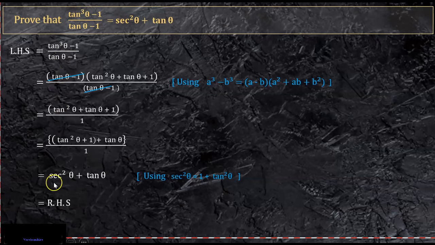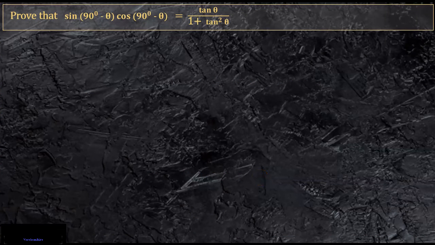So from this problem you can see, right, apparently on the very initial level it seems quite critical, but we have just solved it in how many steps? 1 2 3 4 5 steps, right? Okay, and it's quite simple, isn't it? We have to prove that sin 90 minus theta into cos 90 minus theta equal to tan theta by 1 plus tan square theta.